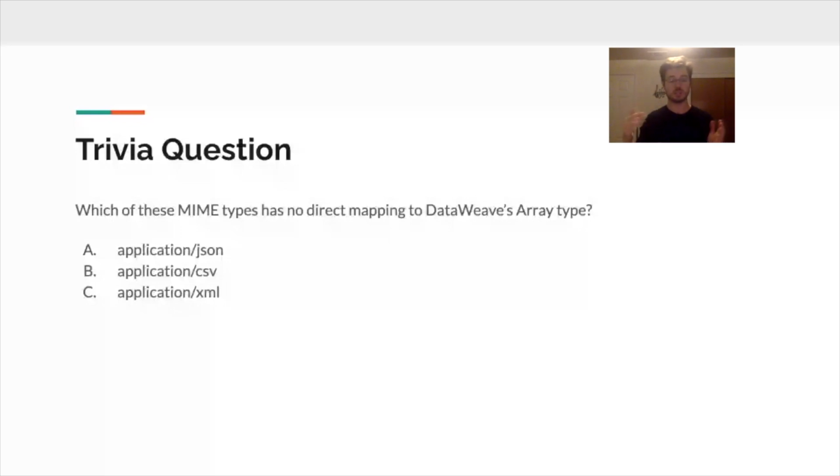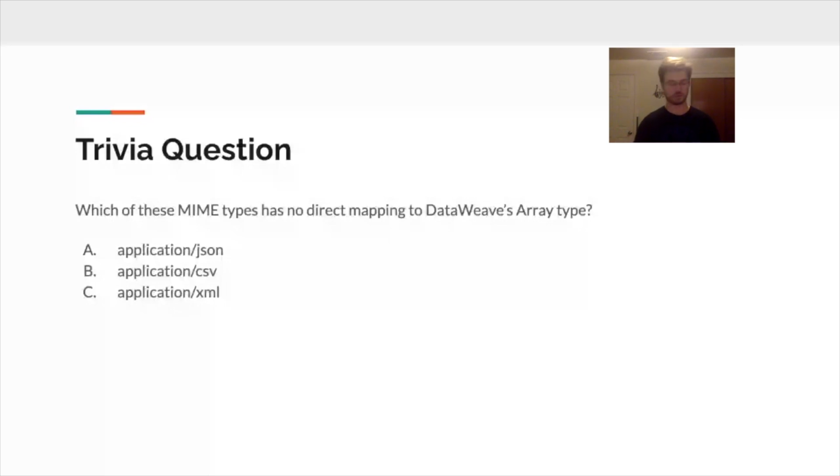Because when you look at a CSV, it's sequential data, right? You have 1 row, 2 row, 3 row, 4 row, etc. And the array is the same way. You have an index at 0, 1, 2, 3, 4, and 5, etc. So that's how it translates between the two. They're the same thing conceptually. Application XML is the correct answer. DataWeave itself even has to translate arrays into objects before it writes out to XML.